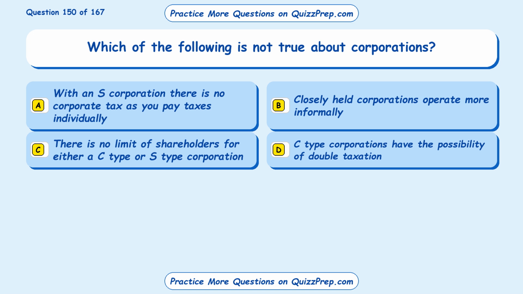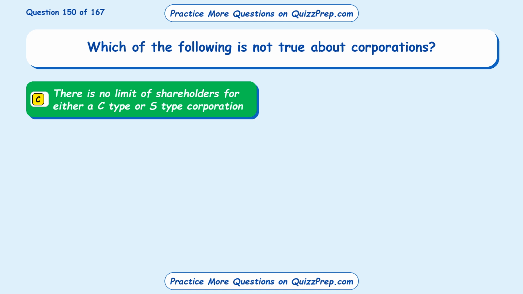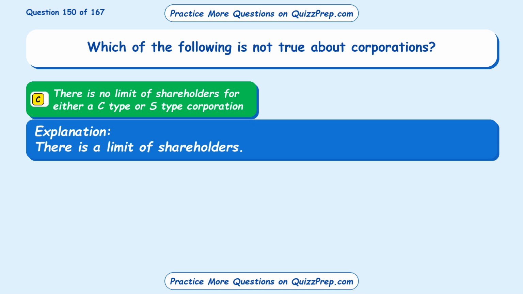Question 150. Which of the following is not true about corporations? Option A. With an S corporation there is no corporate tax as you pay taxes individually. Option B, closely held corporations operate more informally. Option C, there is no limit of shareholders for either a C-type or S-type corporation. Option D, C-type corporations have the possibility of double taxation. The correct answer is option C. There is a limit of shareholders.